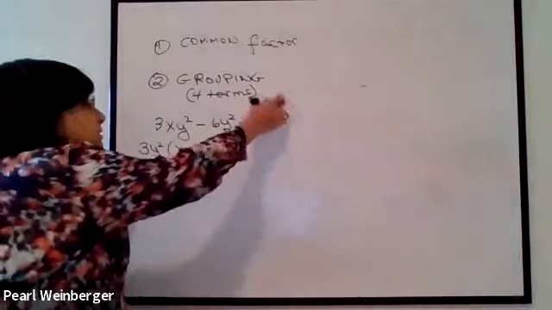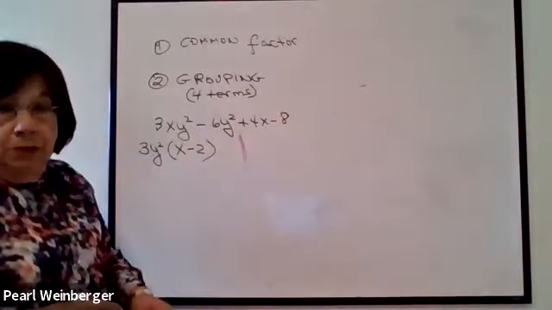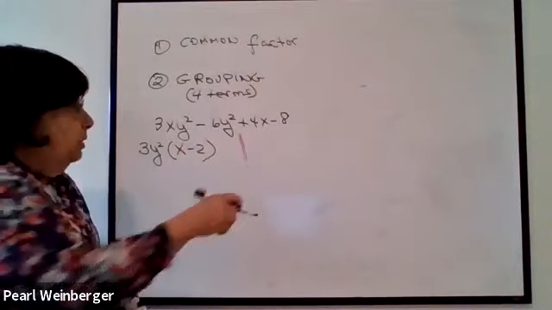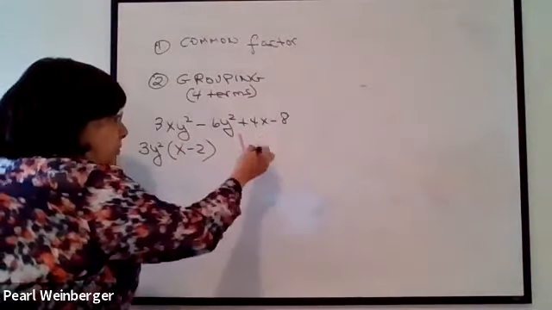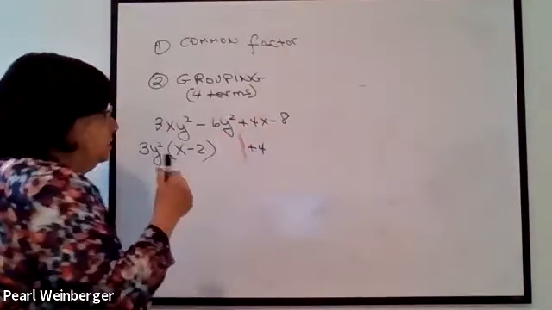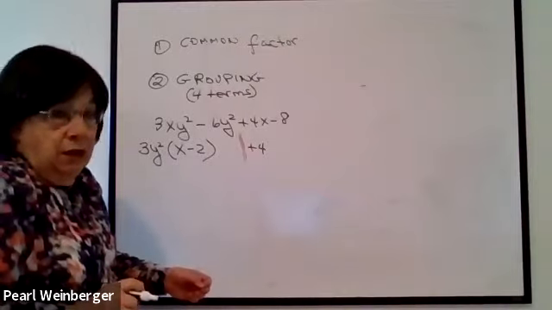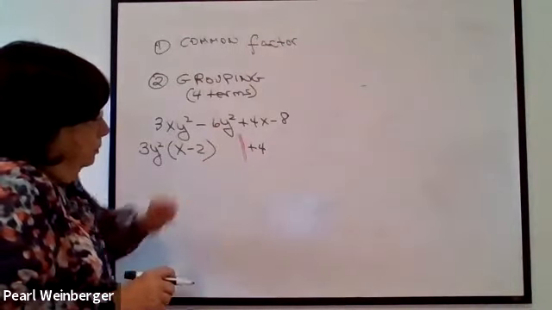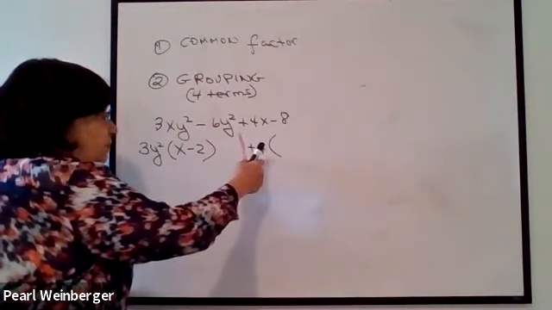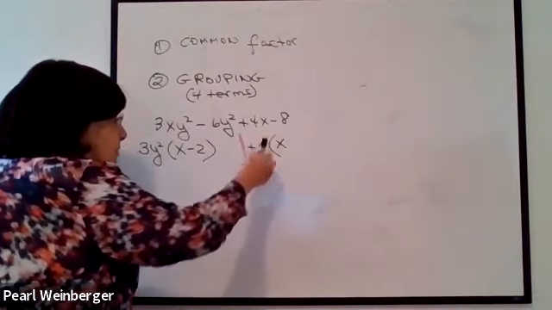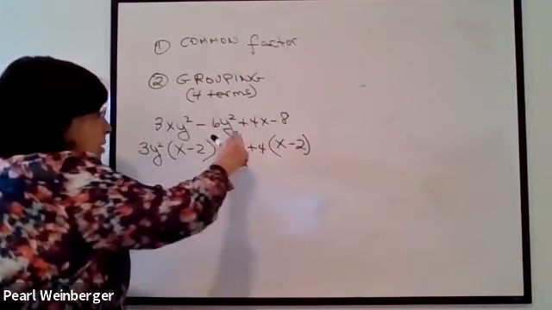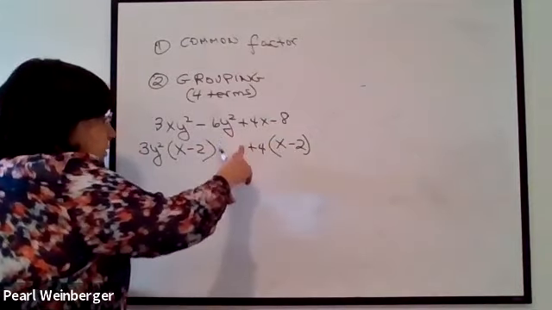I then go to my second group, which is the 4x minus 8, and look if there's a common factor in that group. Well, 4 goes into both of them. And since this first term is positive, the common factor is a plus 4. And if I factor out the 4, I get 4 into 4x gives me x, and 4 into -8 gives me -2. Now I can erase this and look at it.